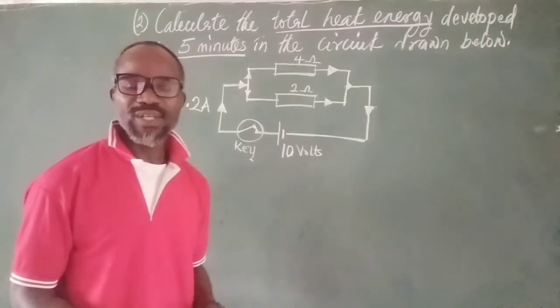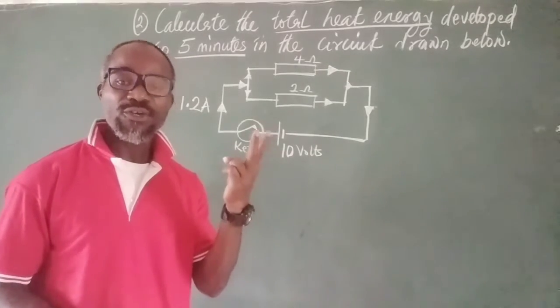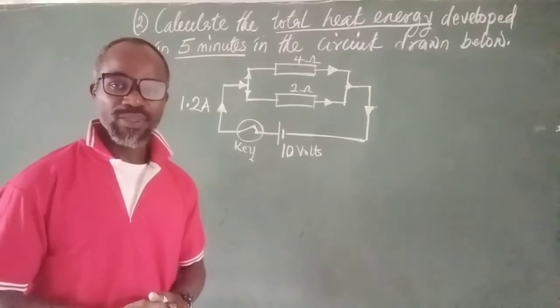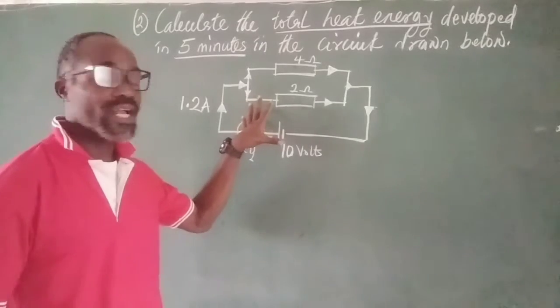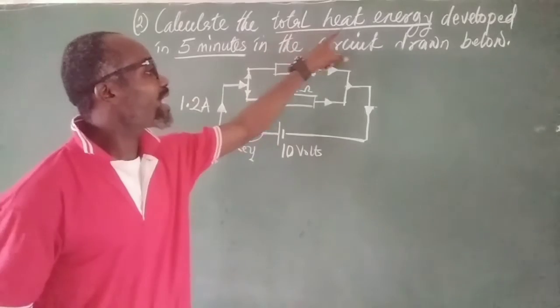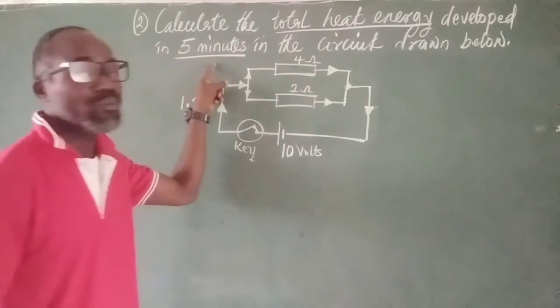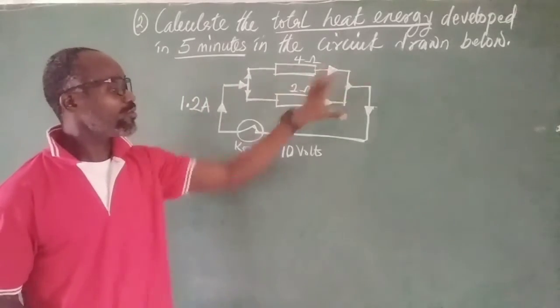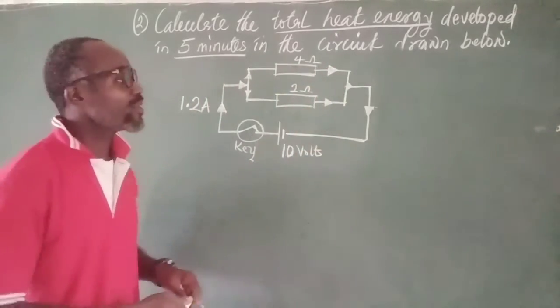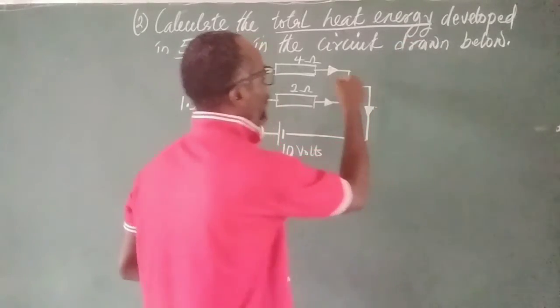Today we are going to look at a schematic representation of two resistors connected in parallel. In this arrangement, we are expected to calculate the total heat energy developed in 5 minutes in the circuit drawn below. This is the circuit, alright? So that's what we are expected to do. We need to find out what happens here.